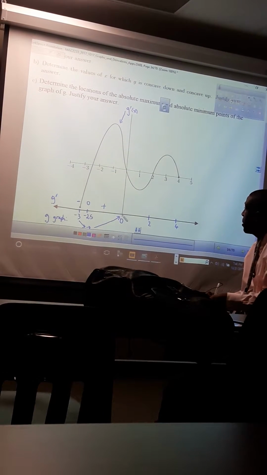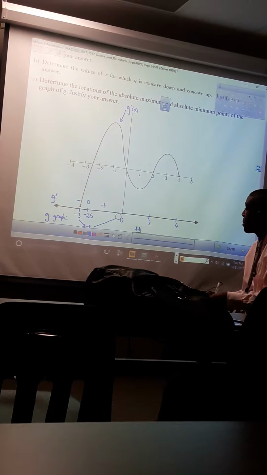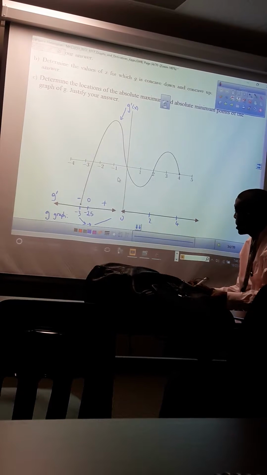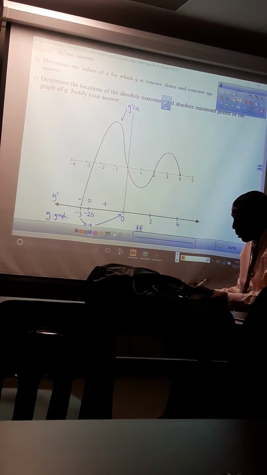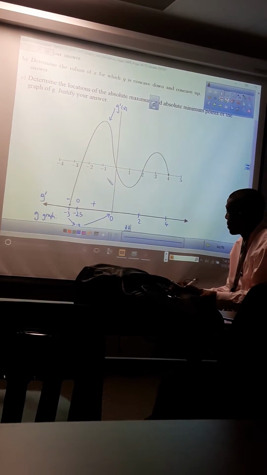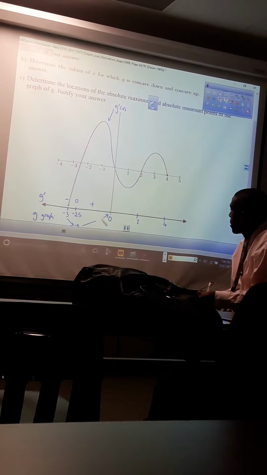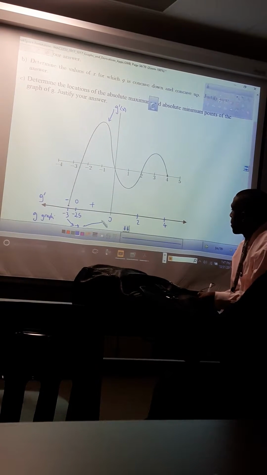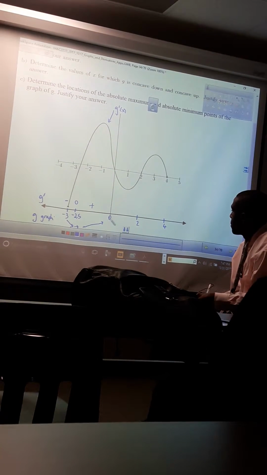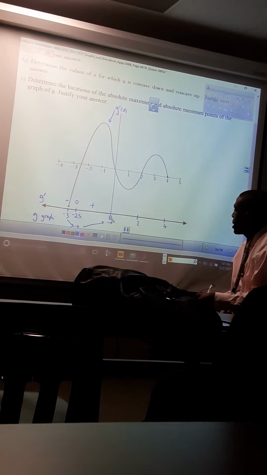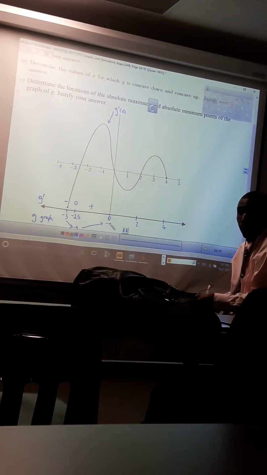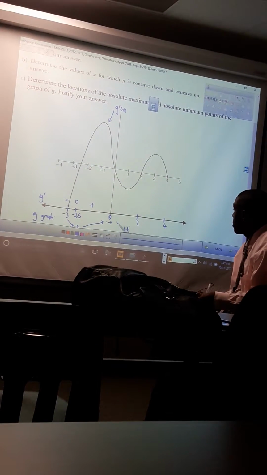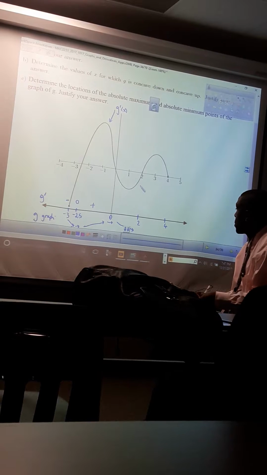And then what's happening at 0? What is G doing at 0? I know G prime is turning. No, G prime isn't turning at 0. G prime is 0 at 0. So at 0, G prime is 0. That means G is turning, right? Yes? And then G starts decreasing again till we get to 2.